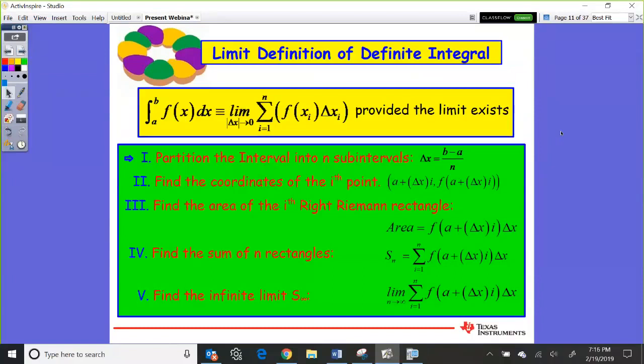Now, I make them use those sum formulas just in the beginning, but then never again, because that never comes up on the AP test. And then take the limit.